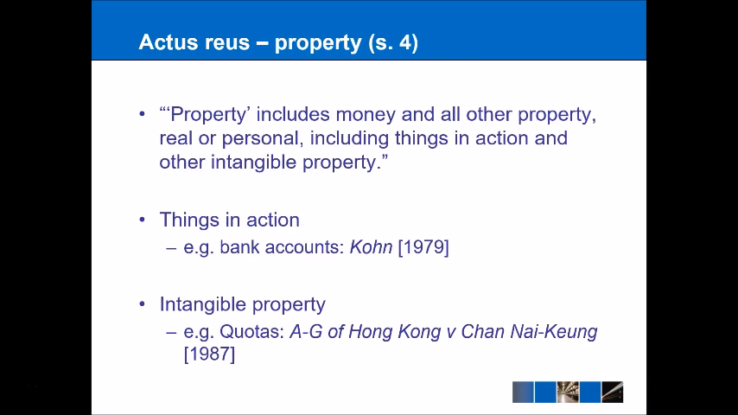So let's move on. Property also forms part of the actus reus. This is defined in section 4. It's a relatively straightforward and obvious definition, real or personal property, but let's have a think about things in action and other intangible property. So things in action are things that are not necessarily physical, but things that are being used on a constant basis. So a good example would be bank accounts, which we can look at the Cone case for from 1979. And other intangible property as well. Quotas would be another obvious example.